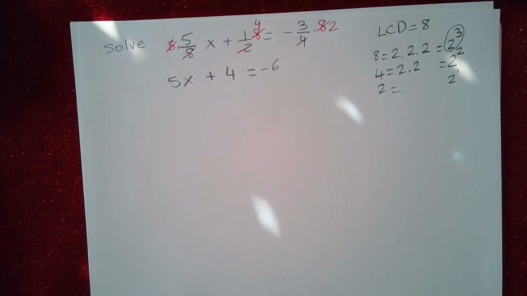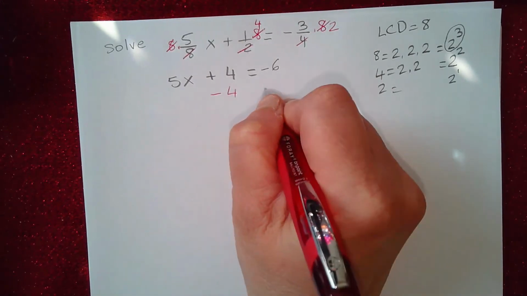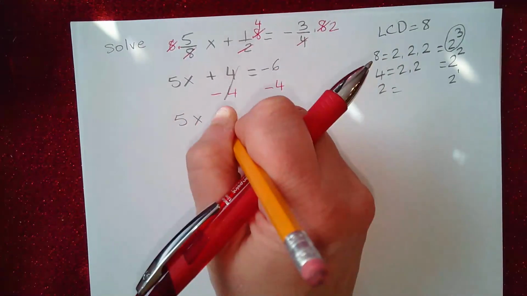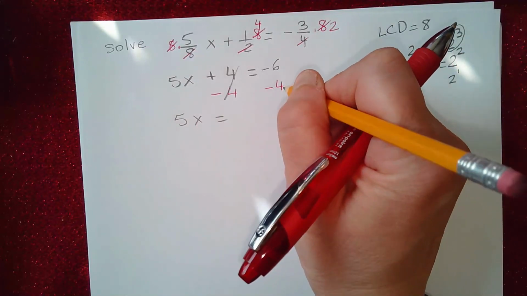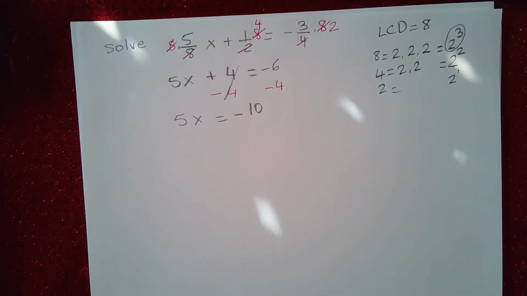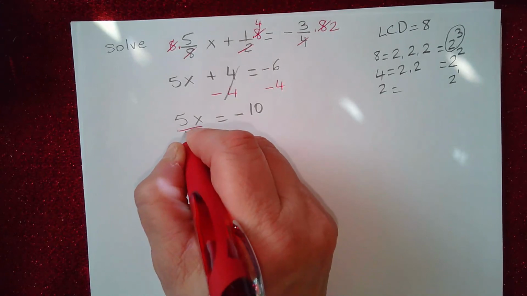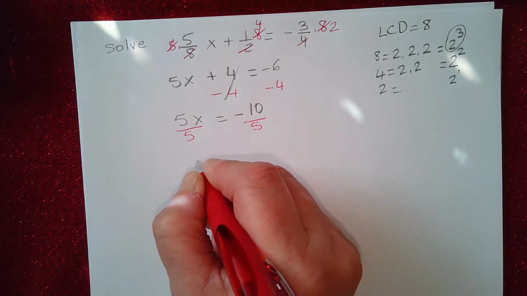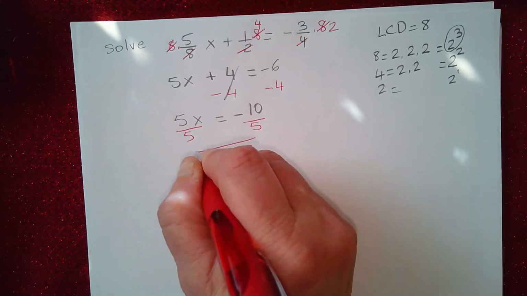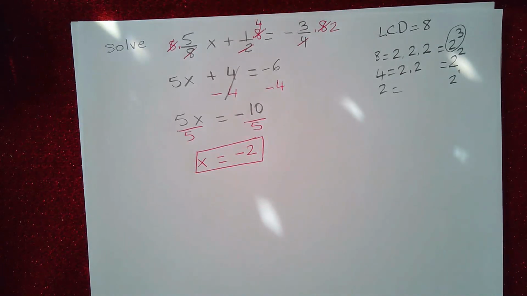So now we cleared the fractions by multiplying with the LCD, and now we solve the equation. We have to isolate x, so we need to subtract 4 on both sides, and that gives me 5x, this cancels out, equal to negative 6 minus 4, that's negative 10. And now we divide by the coefficient of x, which is 5. So x becomes equal to negative 10 divided by 5, which is negative 2. x equal negative 2 is the solution to the equation.